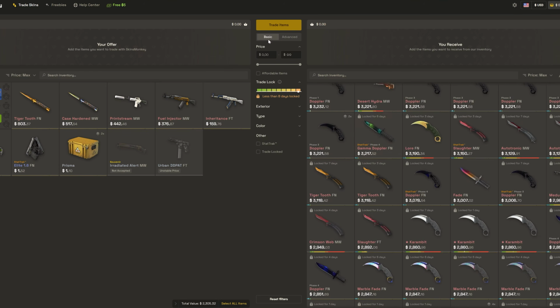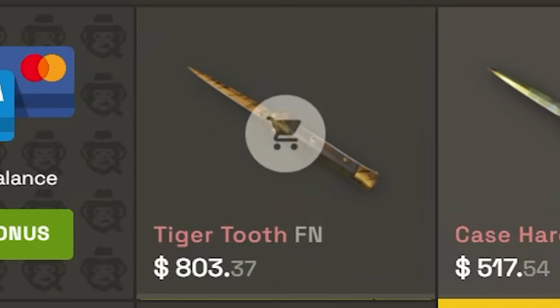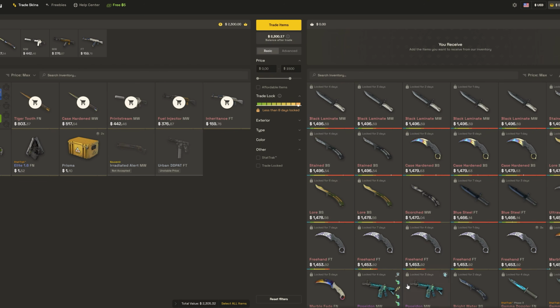SKINSMONKEY. And SKINSMONKEY, pretty easy, you might know it. You can just click these trade items and you will get a trade offer and the remaining balance as balance.